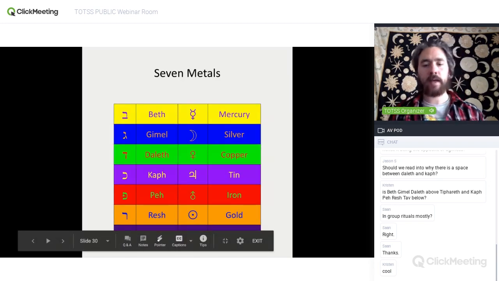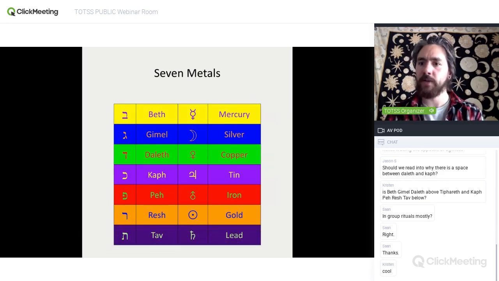All right, and then last thing for correspondences here before we break. We're just out of time, but we did start a little late, so we're right about an hour and a half. I just wanted to show you the 7 metals. Now, there are different versions of this in different alchemical texts. You'll see slight variations, but these are the main ones that you'll see, like in 777.